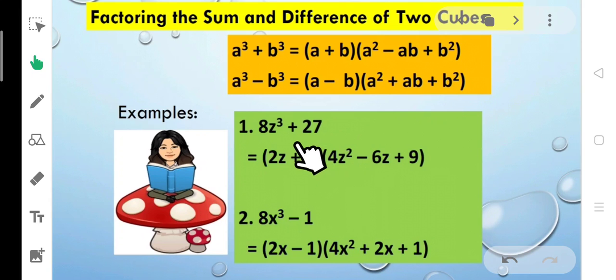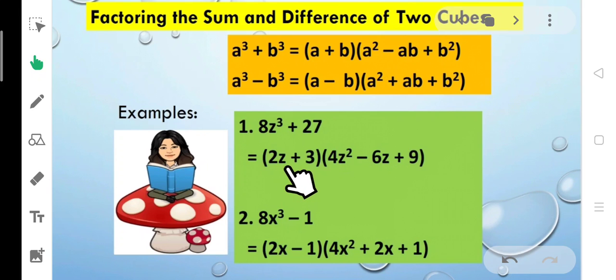For example, we have the sum of two cubes: 8z cubed plus 27. 8z cubed is a perfect cube. The cube root is 2z. And the cube root of 27 is 3. If you multiply 3 by itself 3 times, you'll get 27. If you multiply 2z by itself 3 times, you'll get 8z cubed. And then to find the other factor, we're going to follow this one.